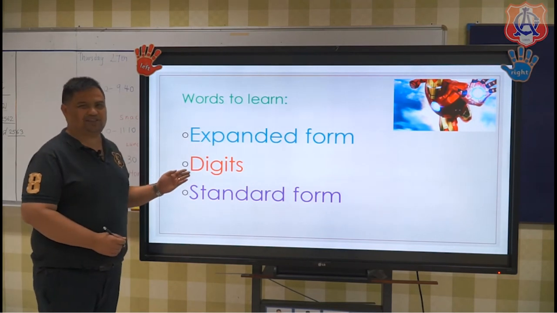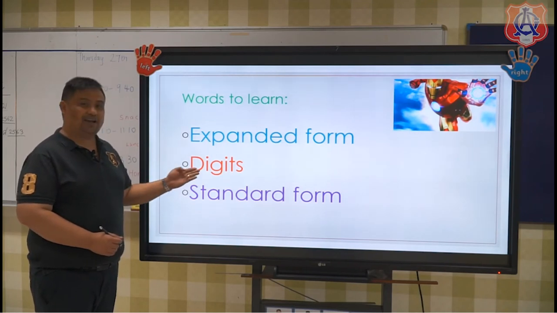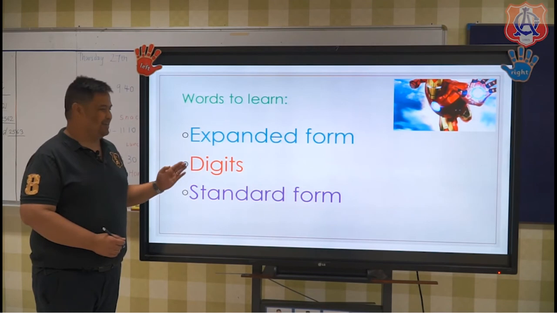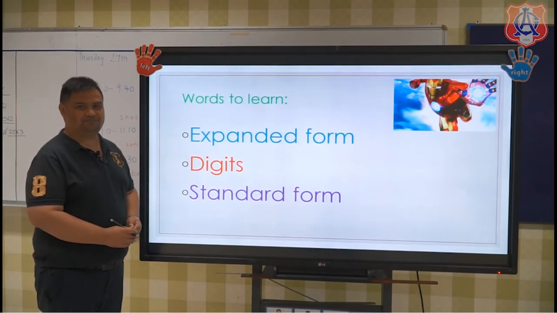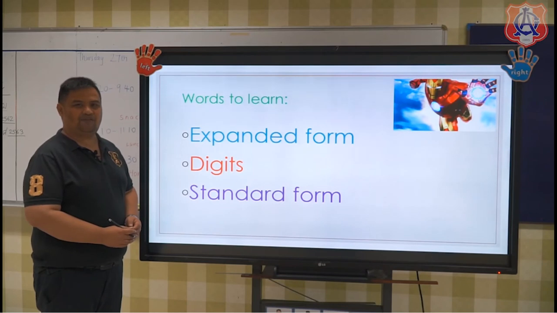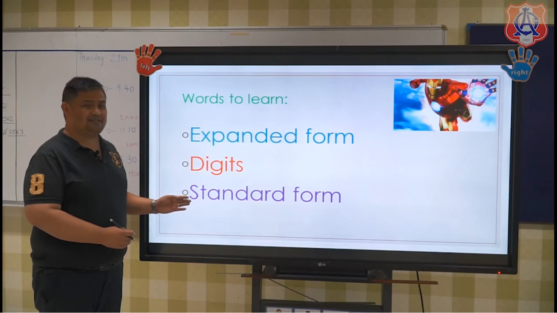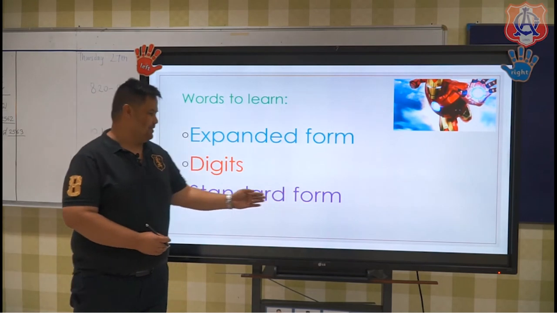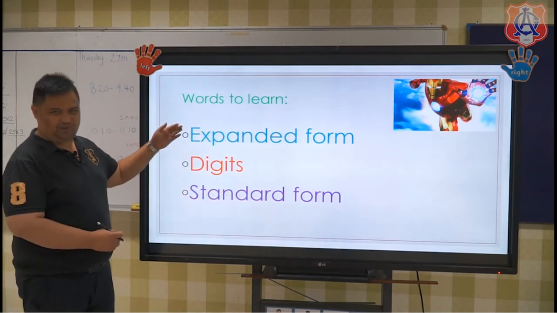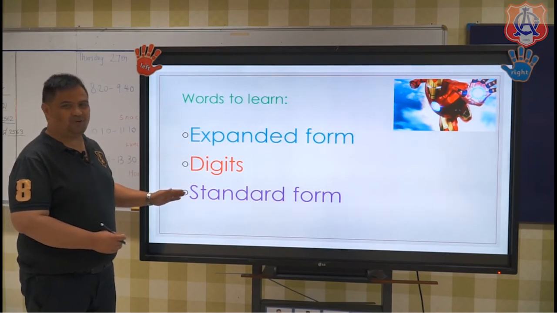The next one is digits. Spell it now. D-I-G-I-T-S. Again, digits. Let's move to the last one. Standard form. Again, standard form. And the way to spell it is S-T-A-N-D-A-R-D, standard, and F-O-R-M, form, standard form. Let's do it. Expanded form, digits, standard form.